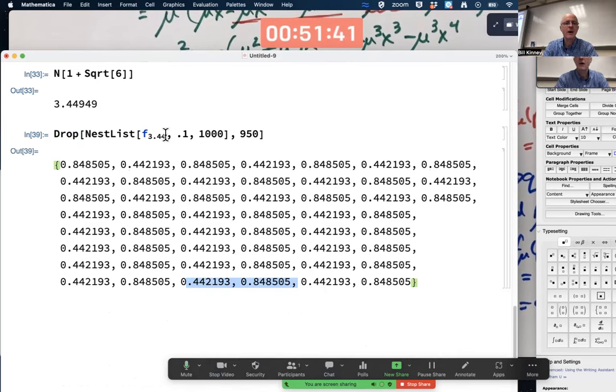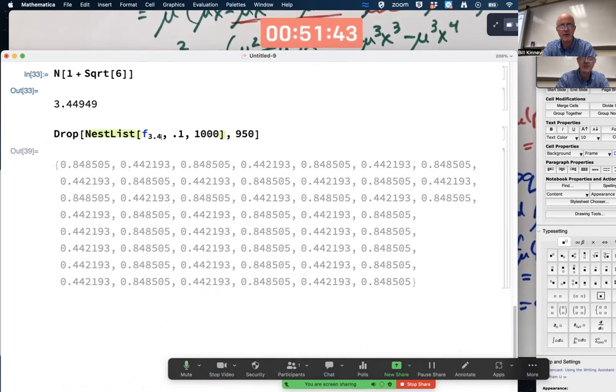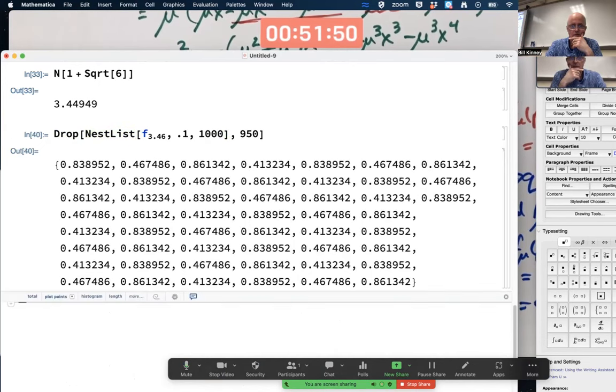On the other hand, if I go on the other side of the bifurcation value, say 3.46, then we should see a period 4. Yeah.